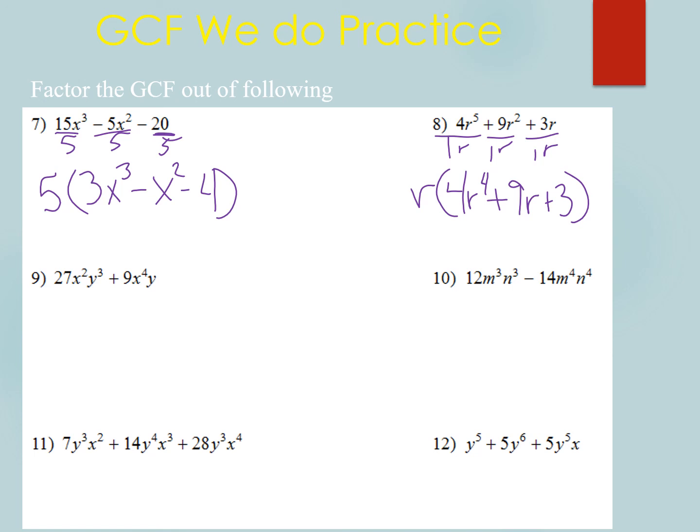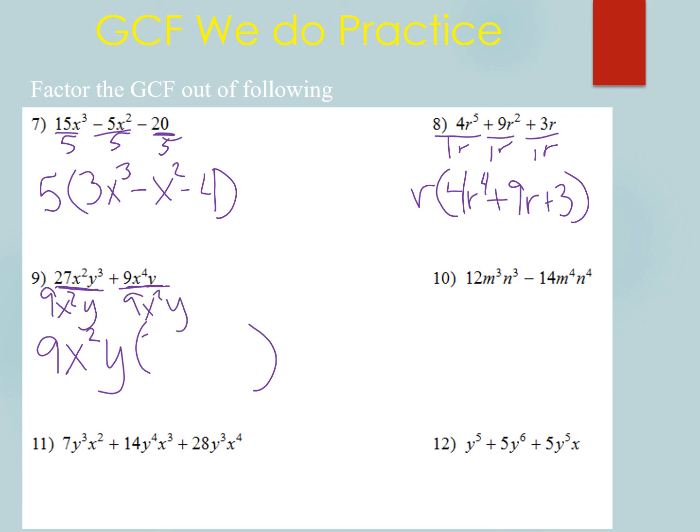Okay, number 9. 27 and 9, the greatest number that they share is 9. Now I have x's and y's to look at. So x's, this one has 2, this one has 4, so they have 2 in common, so x squared. For the y's, this one has 3 and this one has 1, so they only have 1 in common. So I'm going to divide by that 9x squared y and see what I have left.